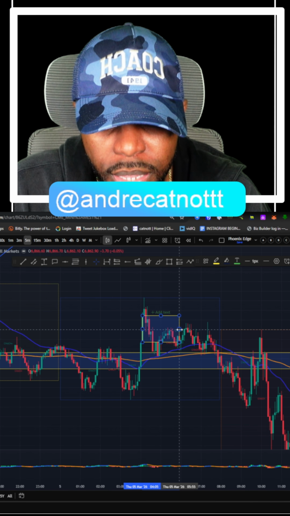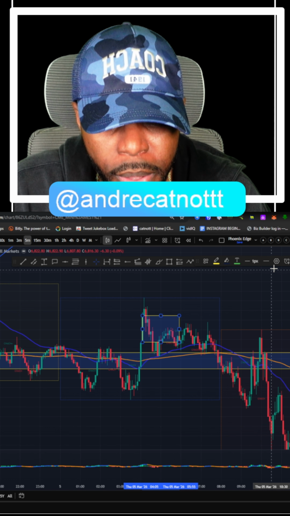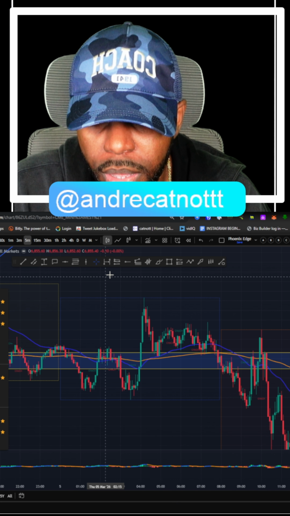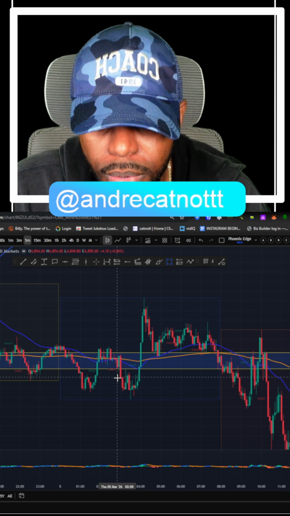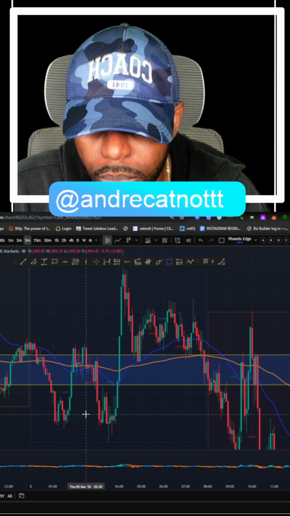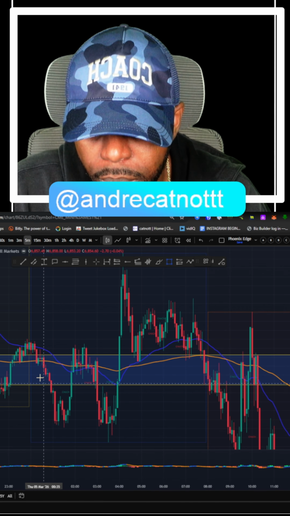In this case, we didn't get a sweep. We got a sweep at the bottom though. We did get a sweep at the bottom over here. So I'll show you guys what I'm looking at here. So we did get, let me see, a bearish fair value gap.